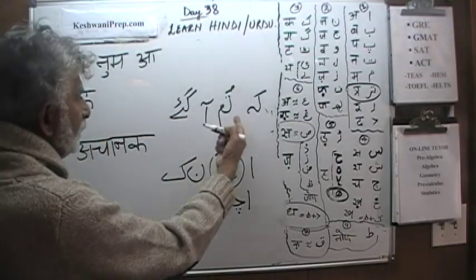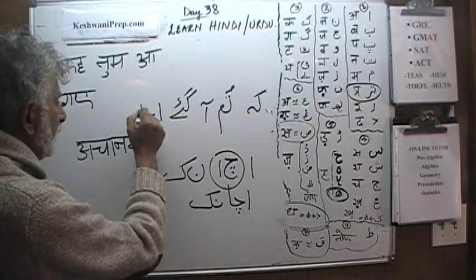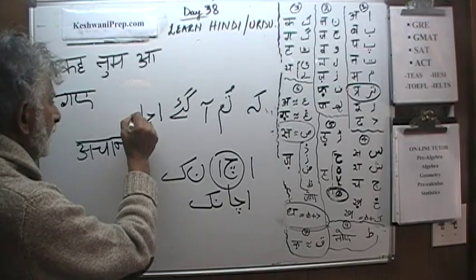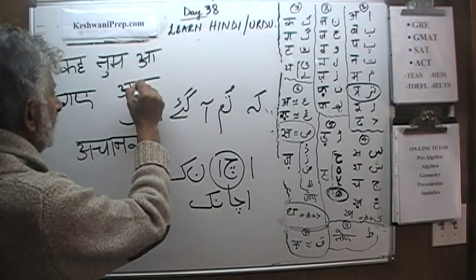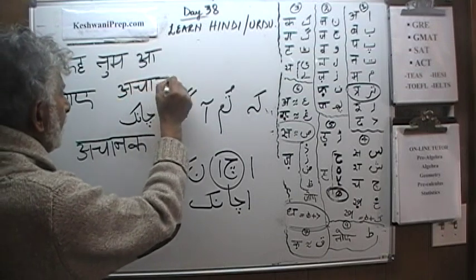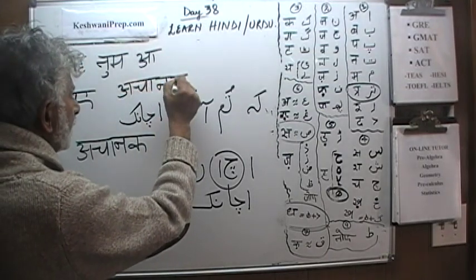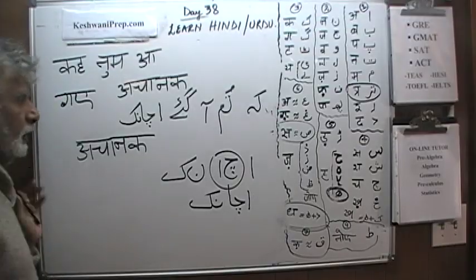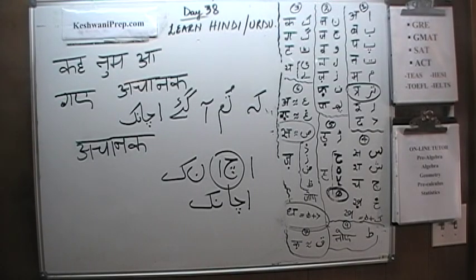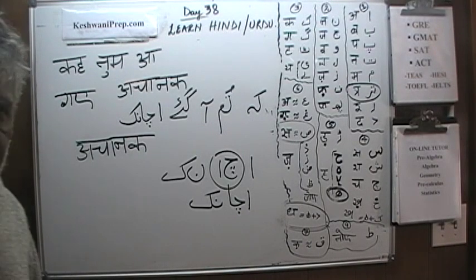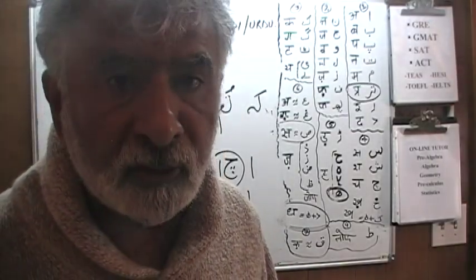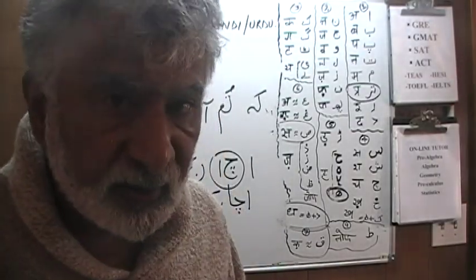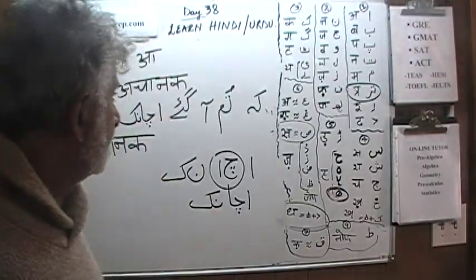Wo aa ke tum aa gaye achanak. Achanak. The next part I have to write, it's not very long actually, it's just 4 more words, but I don't want to squeeze them on the blackboard.